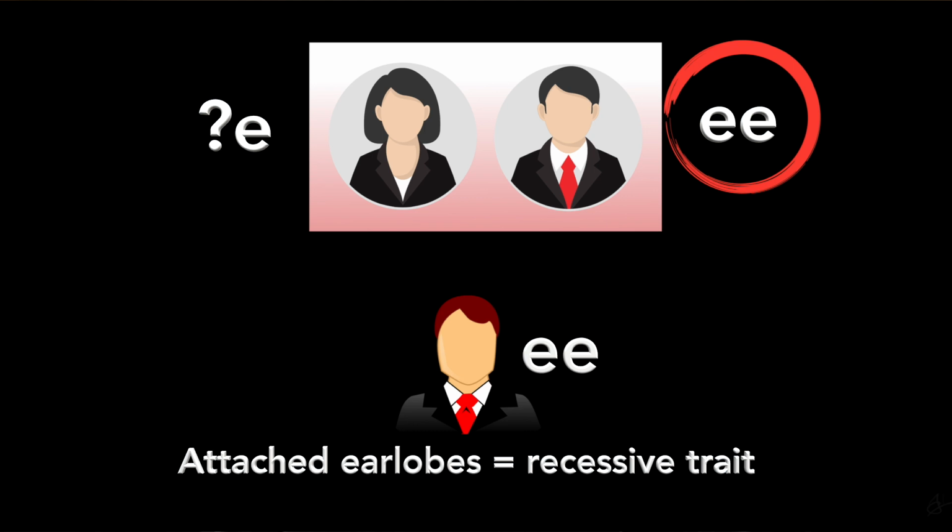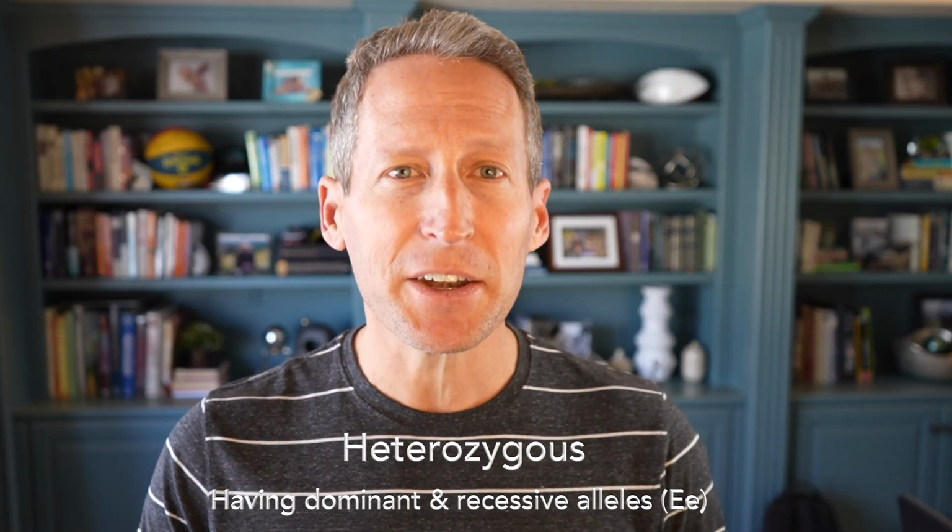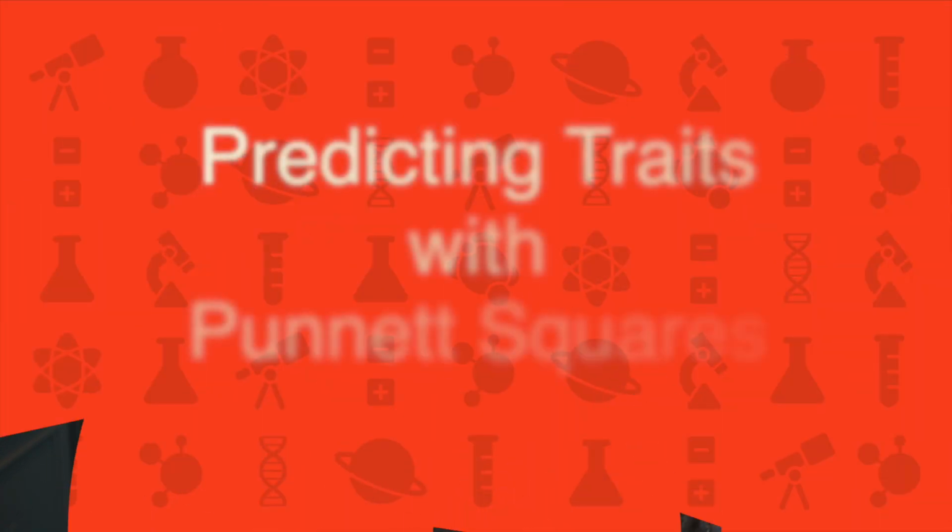My dad has attached earlobes just like me, so what's his genotype? That's right, he is also homozygous recessive. But what about my mom? She has free or unattached earlobes. So I know that she had one recessive allele, but what's the second one? Well, it has to be the dominant allele, the one that tells her to build free or unattached earlobes. And as long as she has one, then she's going to have the dominant trait. We call this being heterozygous. I kind of love this part of genetics because it's like solving little mysteries using logic.